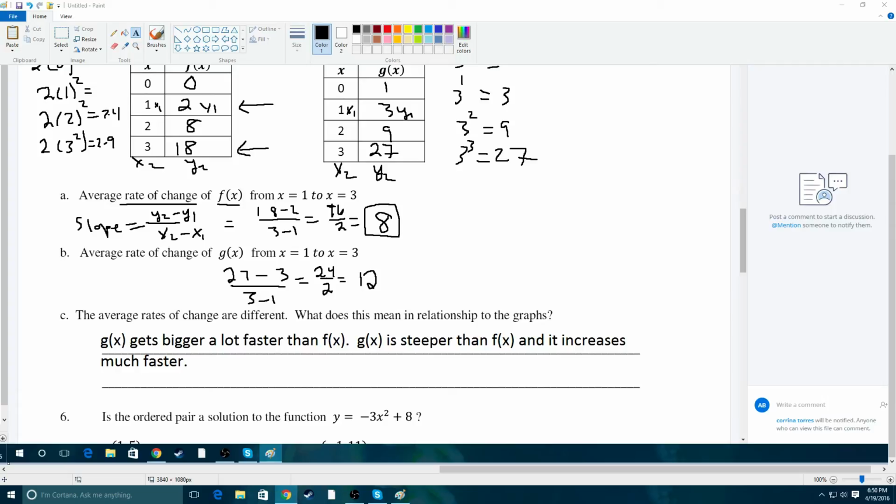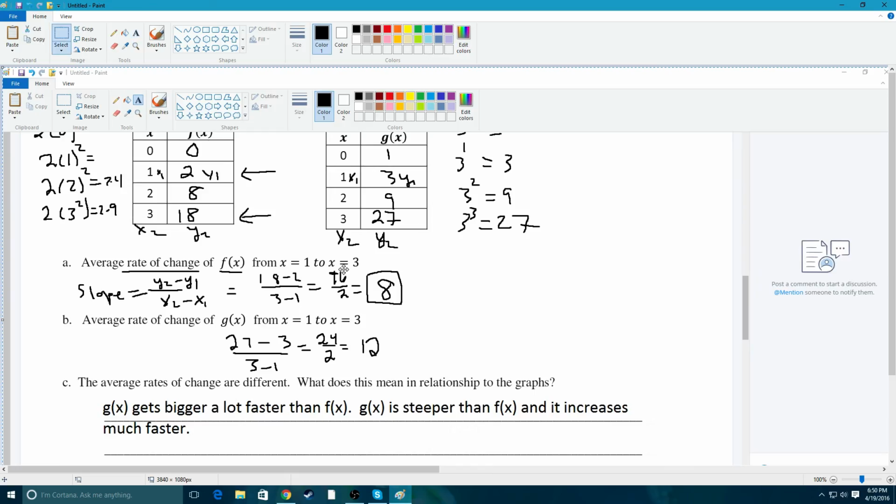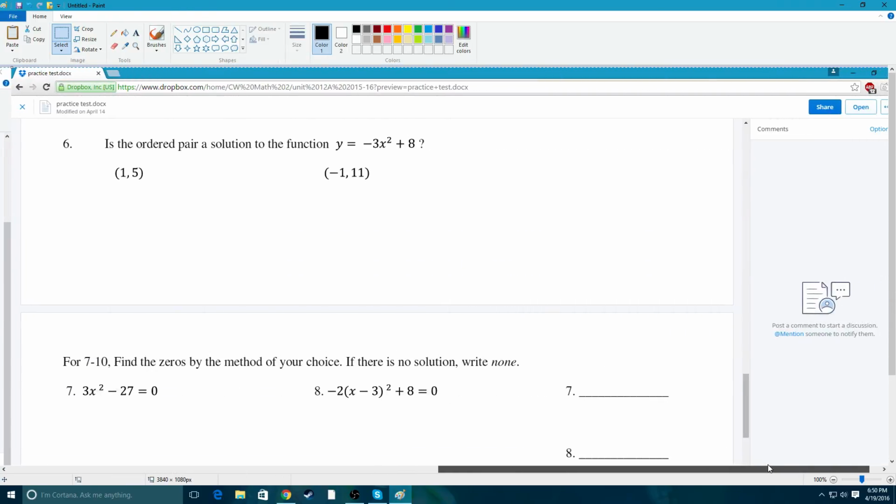Okay, number 6. Is the ordered pair a solution? What you want to do is plug in the x value, see if you get the y value. So negative 3 times 1 squared plus 8, that's equal to negative 3 plus 8, which comes out to 5. So I plugged in 1, I got 5 back. This one would be a yes.